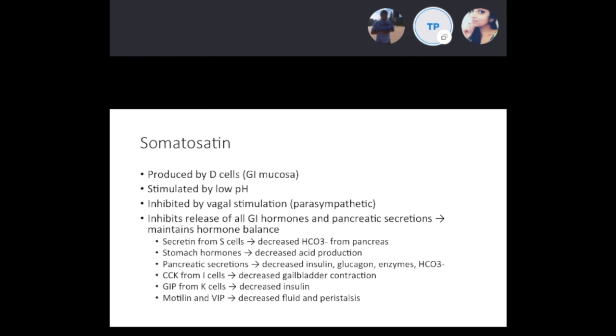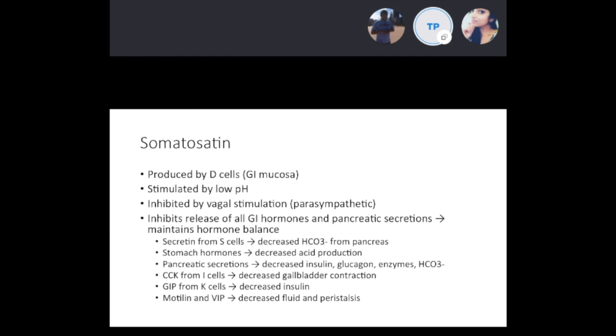So secretin from the S cells is decreased, and therefore less bicarb is released from the pancreas. For the stomach hormones, there's going to be an overall decrease in the acid production. In terms of pancreatic secretions, there's going to be decreased insulin, glucagon, enzymes, and bicarb, all things that are usually released from the pancreas. The CCK from the I cells will decrease gallbladder contraction because it'll be inhibited.